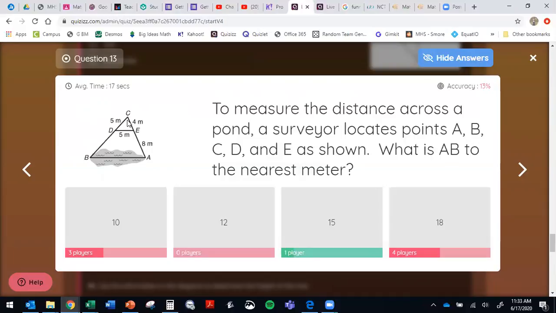So we can set up a proportion. We want to know the bottom part right there. So from A to B, that's the distance that we're interested in.